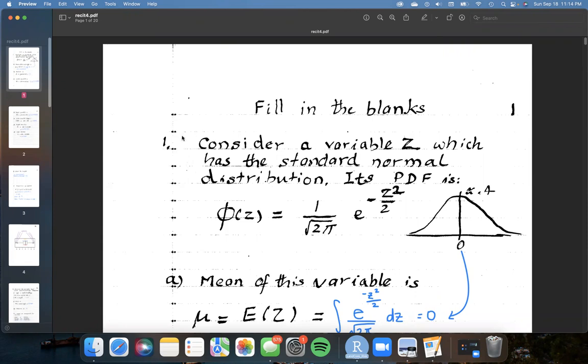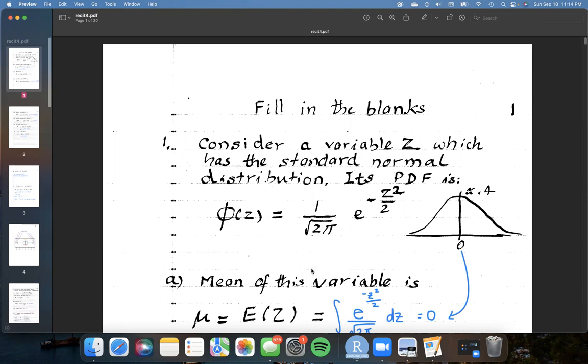So first, consider a variable z which has the standard normal distribution. So its probability density function, or PDF, is 1 over the square root of 2 pi times e to the negative z squared over 2. And here is a histogram of what the PDF looks like.